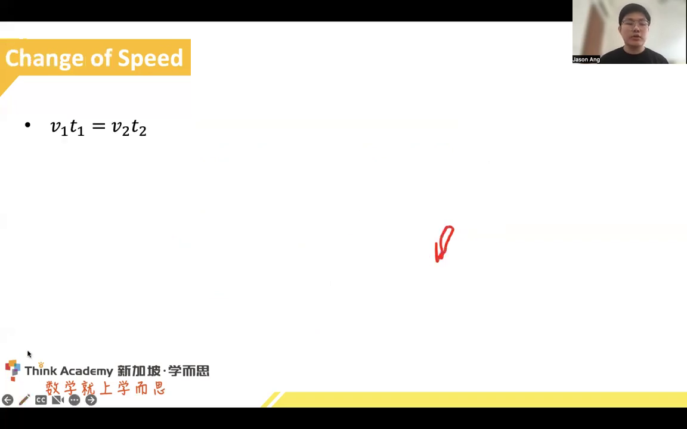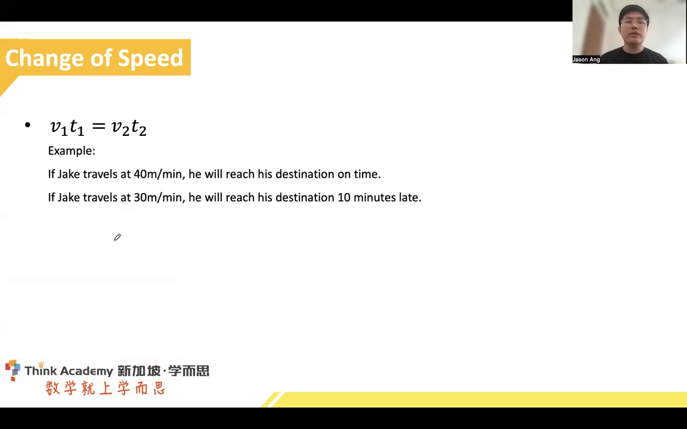Last but not least, we are going to be tackling the change of speed. And what do we mean by the change of speed? Let's say one person has a fixed distance to travel. In this case, there are two different speeds they are traveling at, so with different speeds, there will be different time taken as well. But what if you are not given the distance traveled? Let's say you are only provided the speed. At the same time, they do not tell you the amount of time taken, but we can actually count it up.